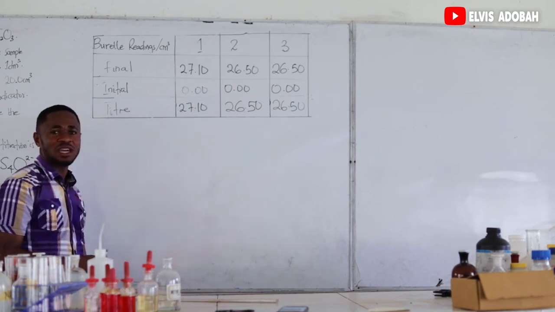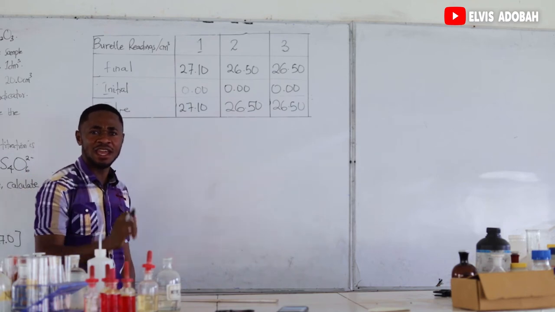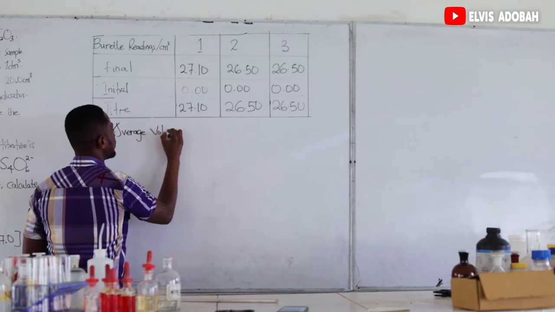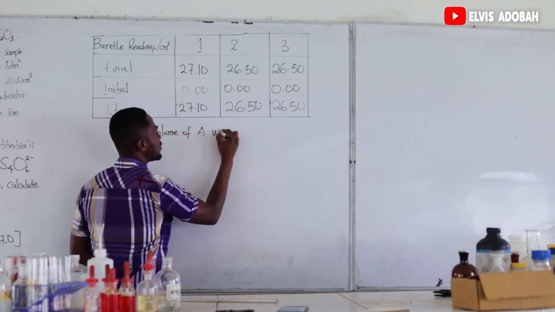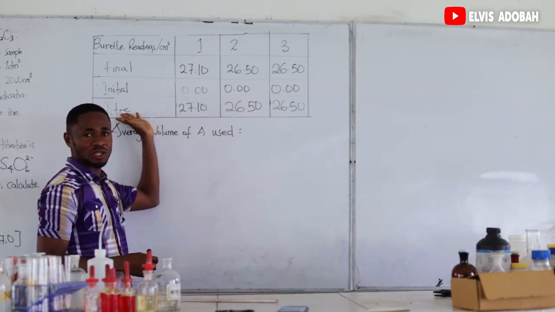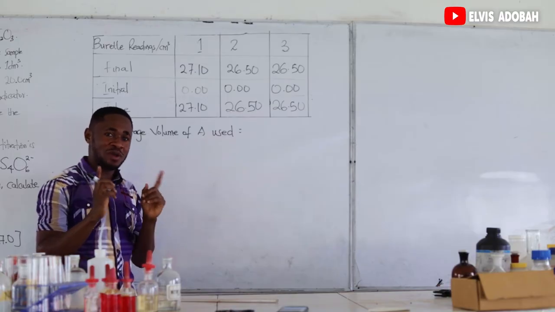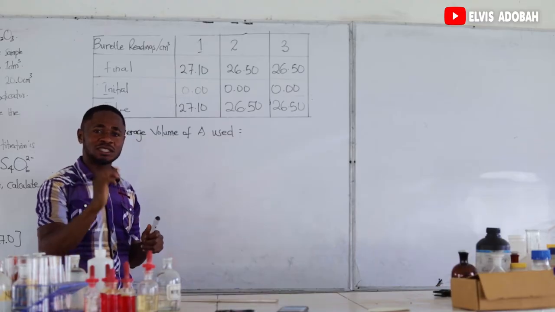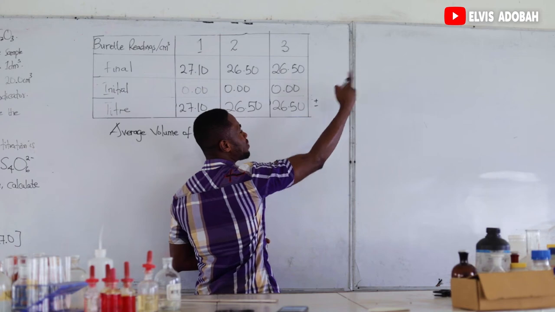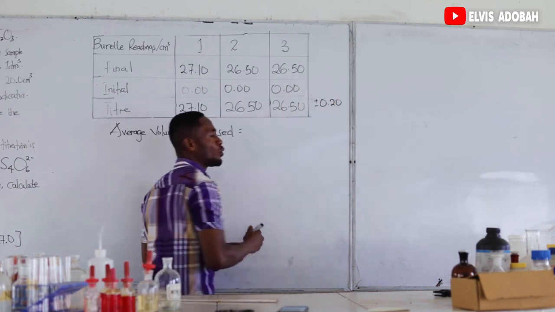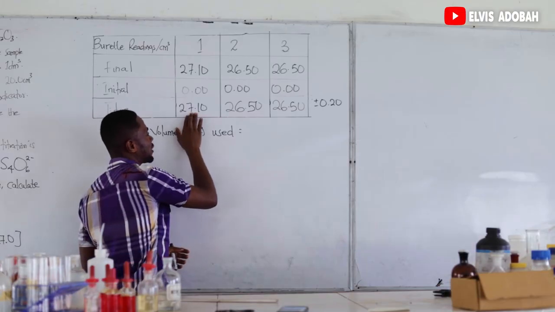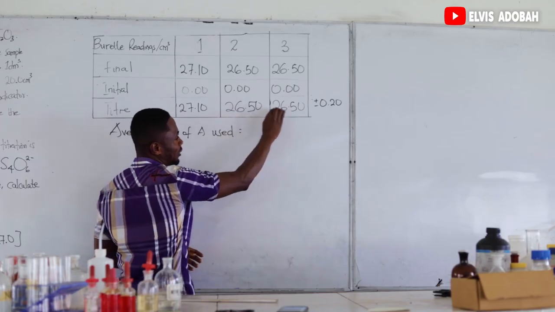The next thing we do is we calculate the average volume of A that we used. So average volume of A used. We look for any two values in our table at our titer section that are consistent. Remember in our previous video, we said consistent titer values do not differ from each other by more than plus or minus 0.20 centimeters cubed. Looking at our table, we have 27.10, 26.50, and another 26.50.